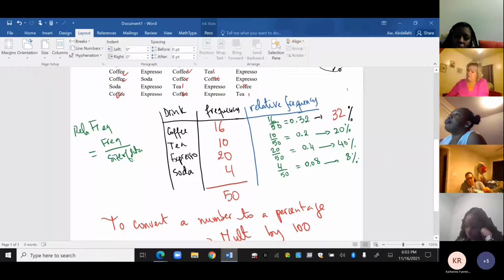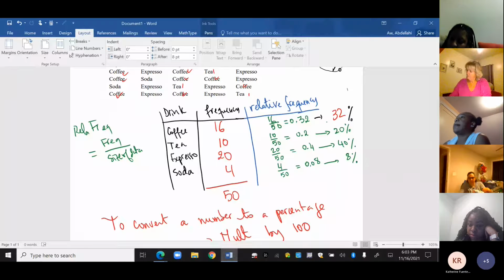And when we add up all the percentages, we should find 100%, right? 32 plus 20 is 52. 52 plus 40 is 92. And 92 plus 8 is 100%. So this is how we do the relative frequency.